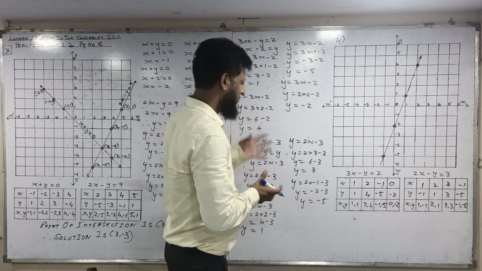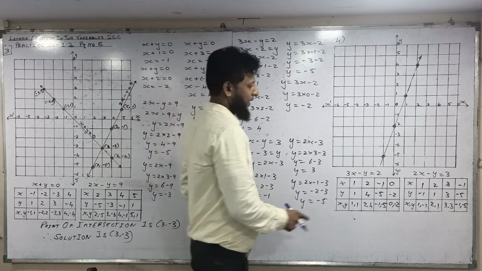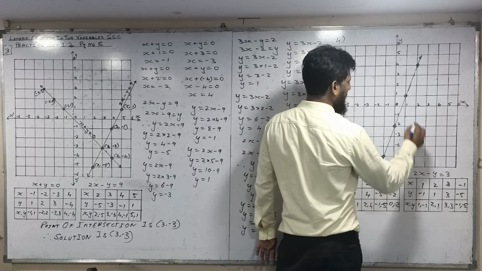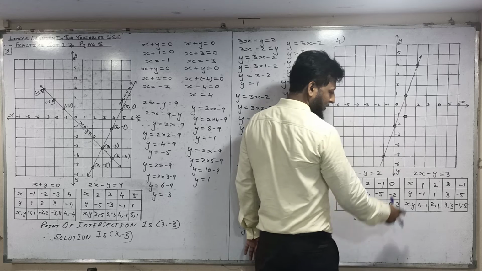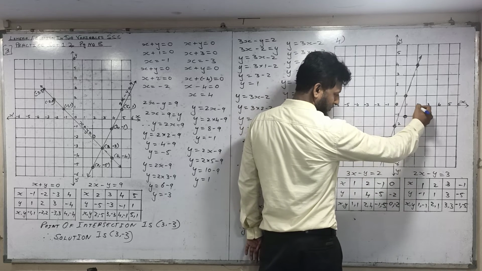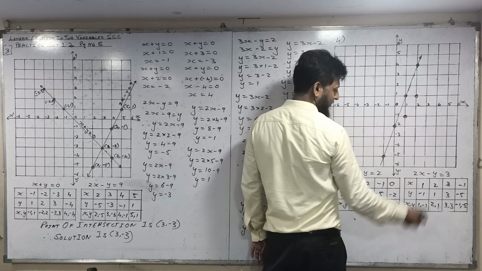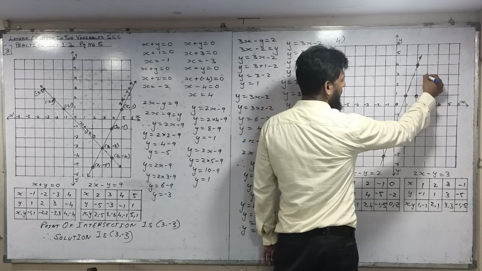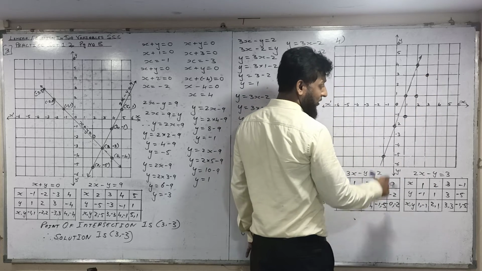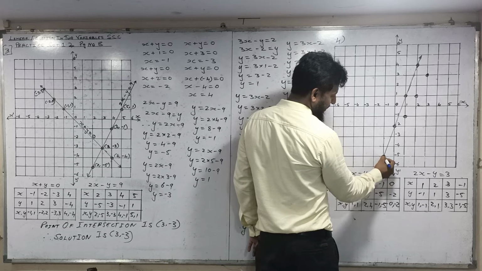After solving this, just plot the point and draw the line. X value 1 and minus 1, x value 1, y value minus 1, this point. X value 2, y value plus 1, this point. X value 3, y value 3, this point. X value minus 1 and y value minus 5, this point.